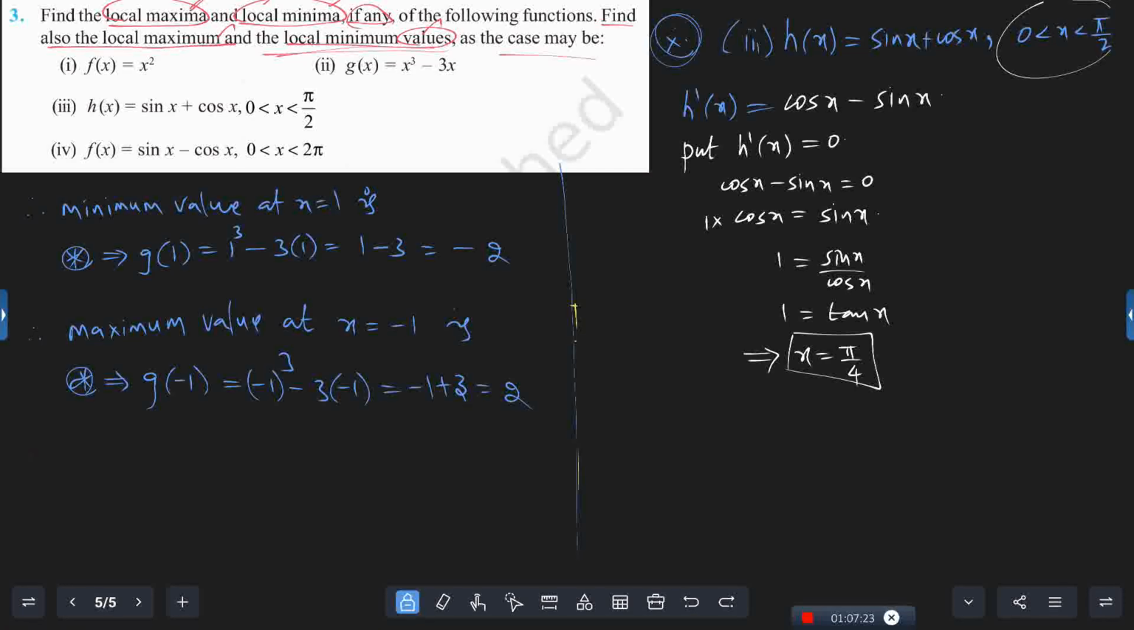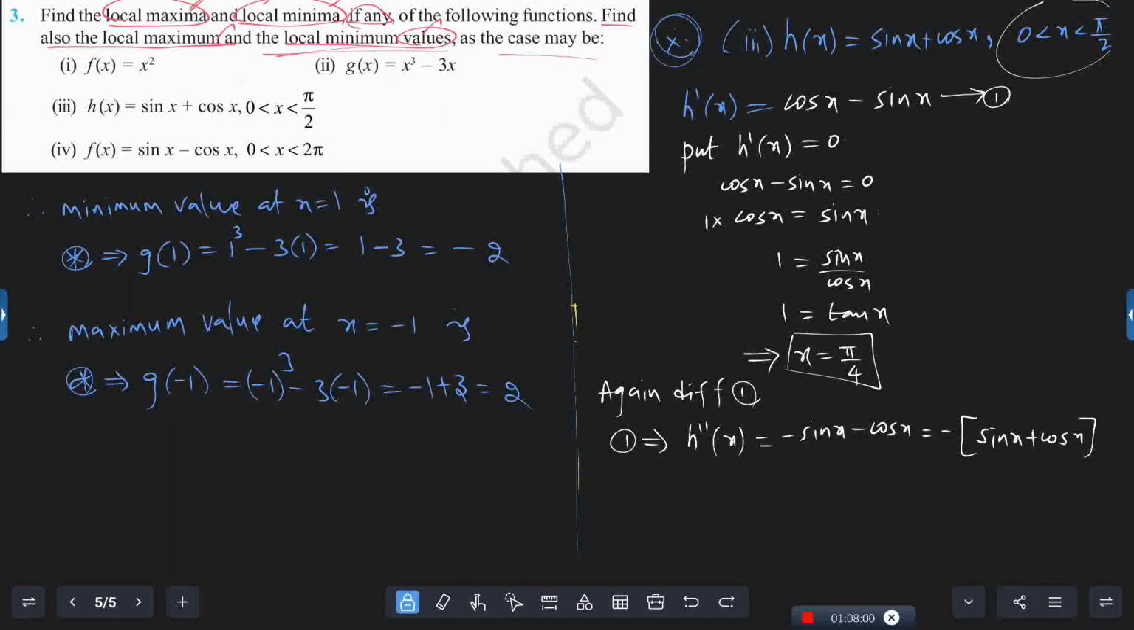Now we can go for the double derivative test, because this is a trigonometric function. In a trigonometric function, you cannot say increasing, decreasing and all. Better to go to the double derivative test, theorem number 4. So again differentiate 1, so h double dash of x is equal to cos derivative, minus sin x. Cos derivative, minus sin. Sin derivative, cos x. If you take minus common outside, sin x plus cos x.